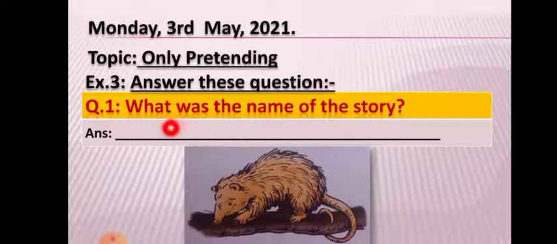I am repeating again and again. Otherwise, if you feel any difficulty, then you can ask any question about this exercise. What was the name of the story? The name of the story was Only Pretending. Is it clear, students? Here is the picture of the animal which is pretending in this chapter. To make your concept more clear, I will also share the pictures of these question answers for your help. So again, the name of the story was Only Pretending.